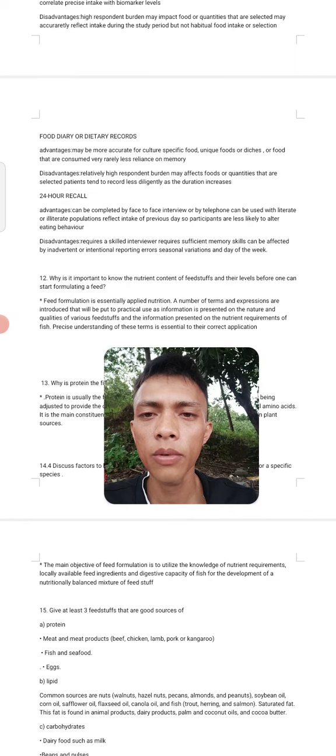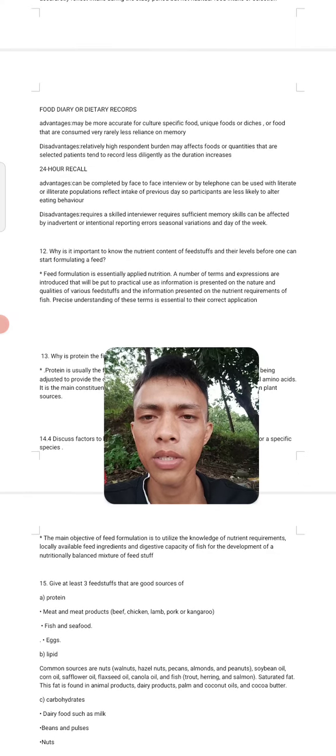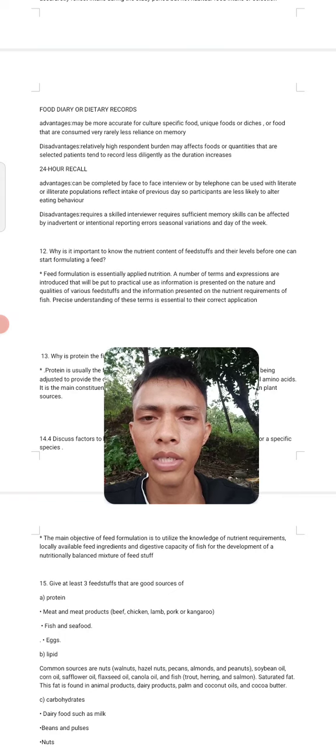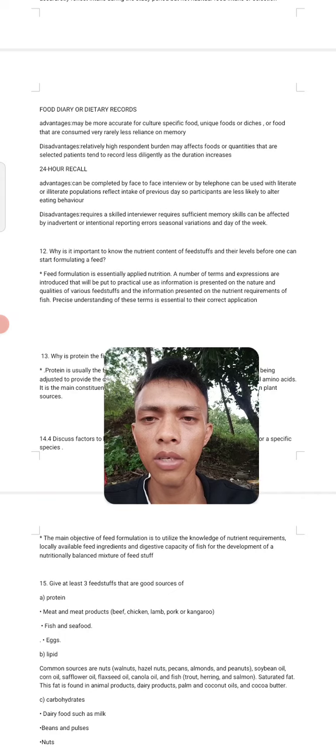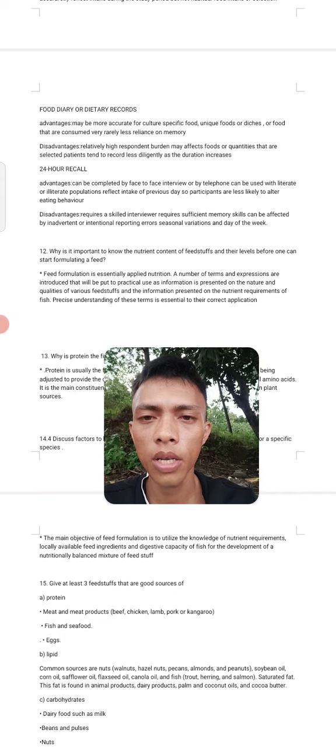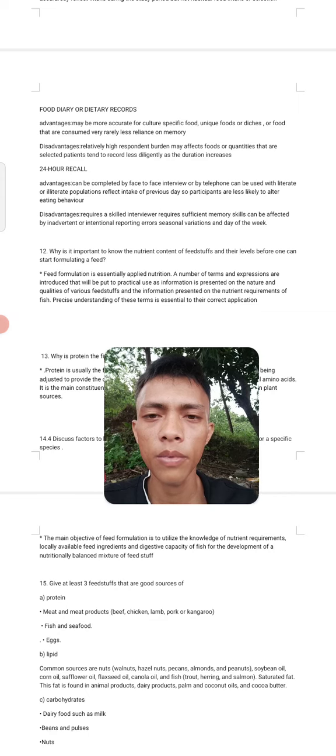24-hour recall. Advantages. Can be completed by face-to-face interview or by telephone, can be used in large populations, reflects the previous day for the participant, so less likely they alter eating behavior. Disadvantages. Requires skilled interviewer, requires sufficient memory skills, can be affected by inadvertent or intentional reporting errors, seasonal variations, and day of the week.